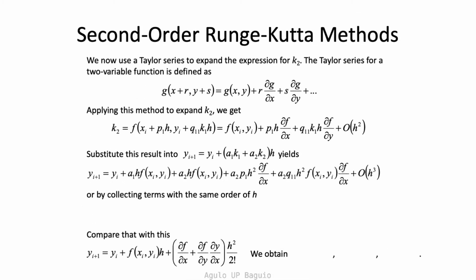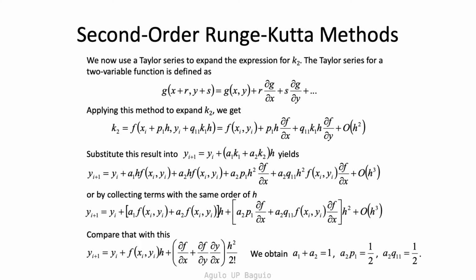So we're now going to use a Taylor series to expand the expression for k2. And remember that k2 involves the function f, where the function f is dependent on x sub i, y sub i, and h. So what we need to do here is to use a dummy function g, which has two variables, x and y.